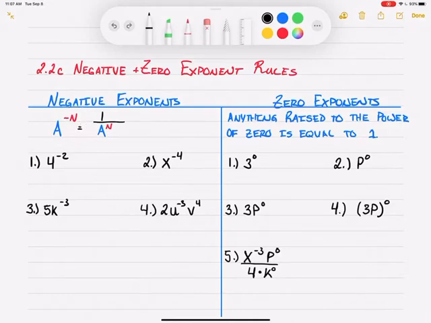Okay, so in example 1, I have 4 to the negative 2 power. So just like I said, I'm going to take this, write a 1, put a line underneath it, then I'm going to take 4 to the negative 2 and I'm going to put it in the denominator. This becomes 4 to the positive 2 power. And 4 to the positive 2 power is going to become 1 over 16. And that's going to be my answer.